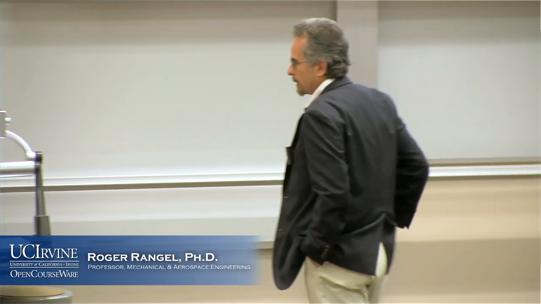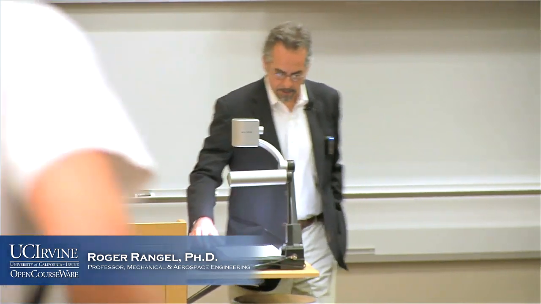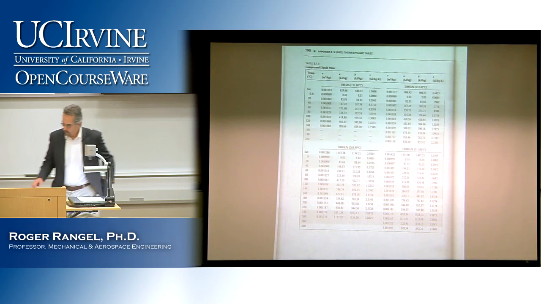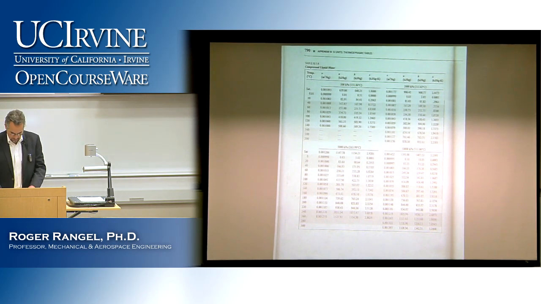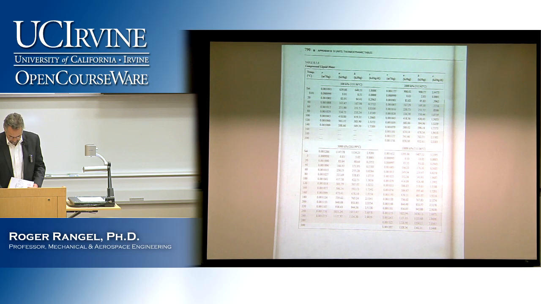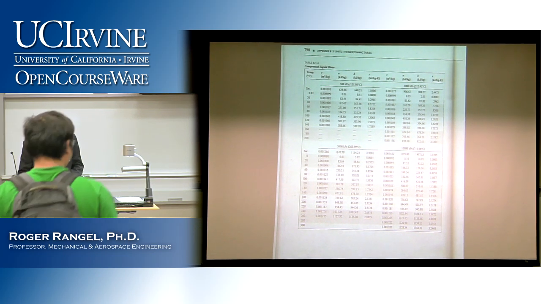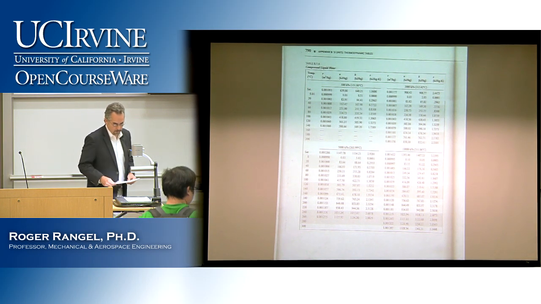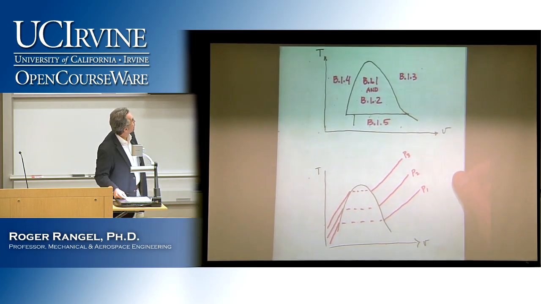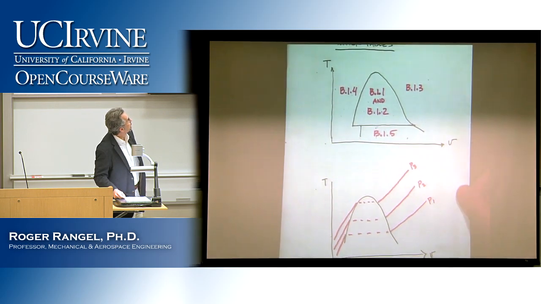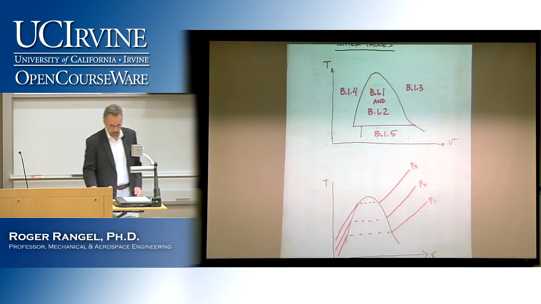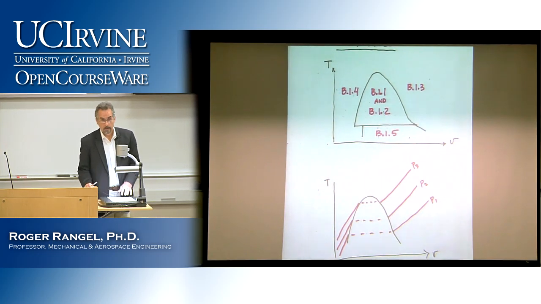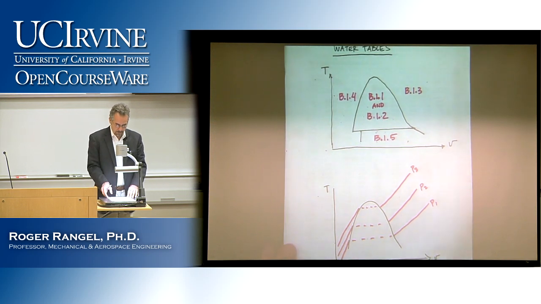I want to make a couple of comments about this particular table. This is table B14. You will recall from the lecture last time that table B14 is for compressed liquid. So compressed liquid water. If we go back to this schematic, B14 is for this region to the left of the two-phase dome, and it's for compressed liquid.